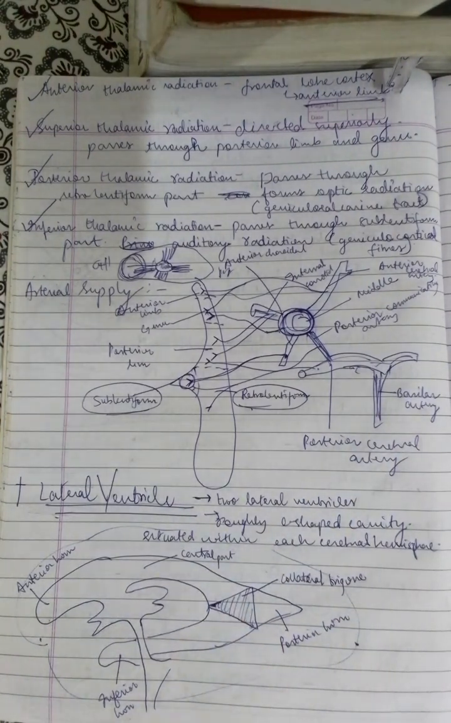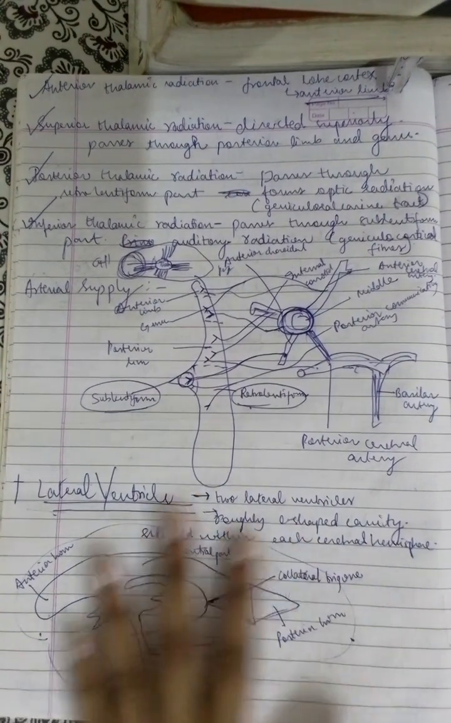You need to remember one more point: the CSF which is produced is formed mostly from the choroid plexus of the lateral ventricle. Mostly, 50% is formed from the choroid plexus of the lateral ventricle.